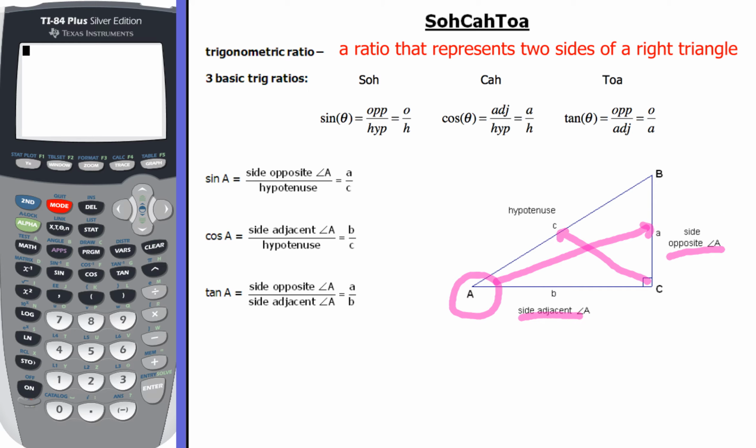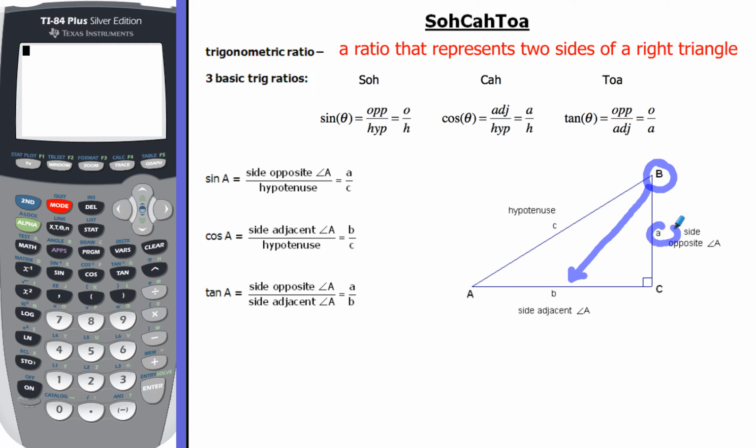If, however, we were talking about angle B, then we'd be looking at everything from a slightly different perspective. Over here, where angle B is, the hypotenuse is still going to be the same. But now this piece over here is going to be the opposite, and this piece right here is going to be the adjacent piece. So it all depends on which angle you're looking at. That's the main thing: pay attention to which angle you're going to be looking at. Now let's take a look at our first example.